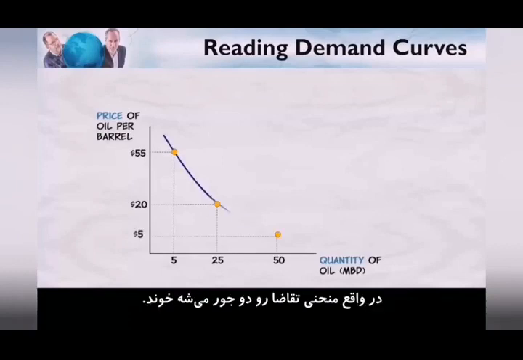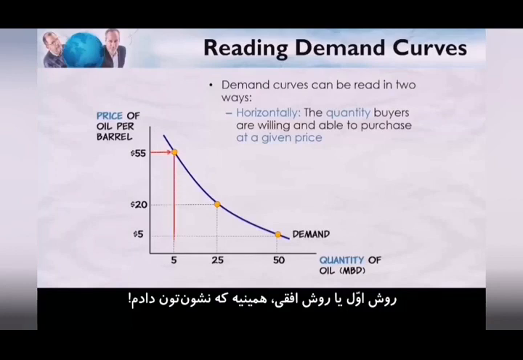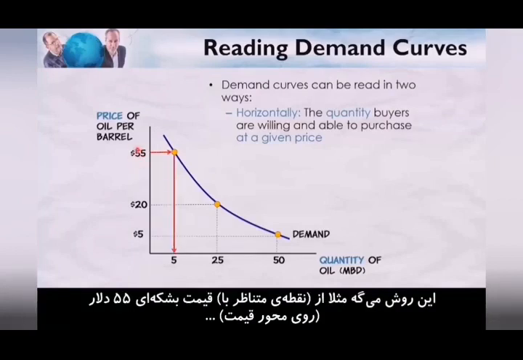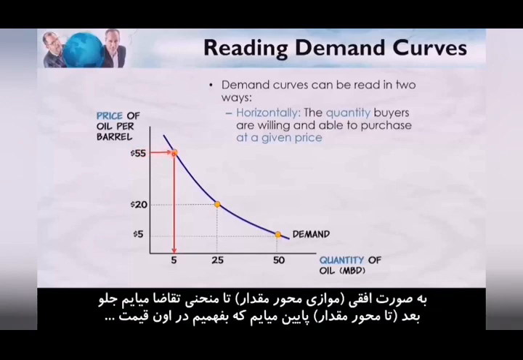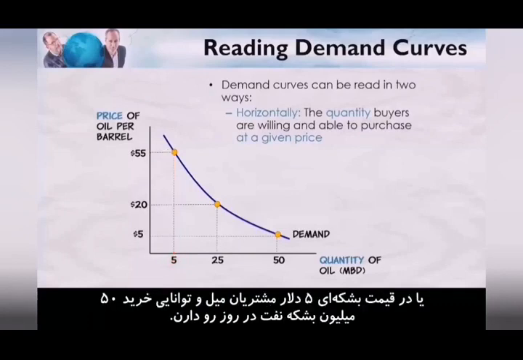In fact, they can be read in two different ways. The first method, the horizontal method, is the one I've already shown you. It says, for example, at a price of $55 per barrel, we read horizontally over to the demand curve and down to find that at that price, consumers are willing and able to purchase 5 million barrels of oil per day. At a price of $5 per barrel, consumers are willing and able to purchase 50 million barrels of oil per day.